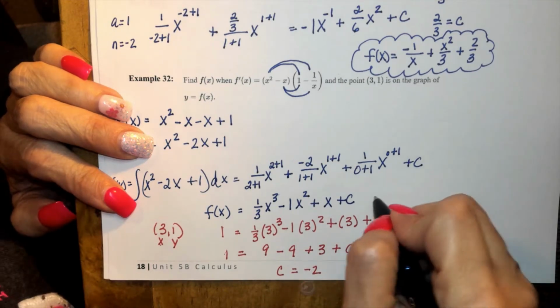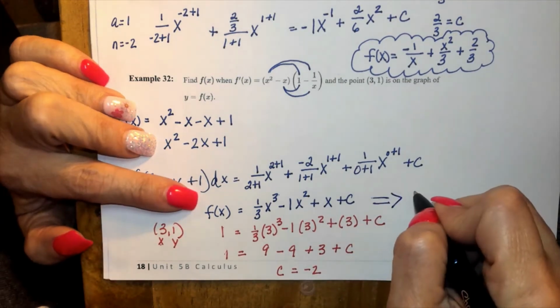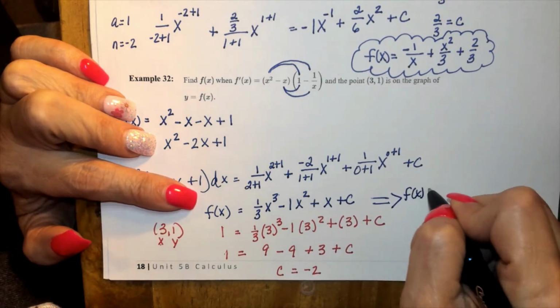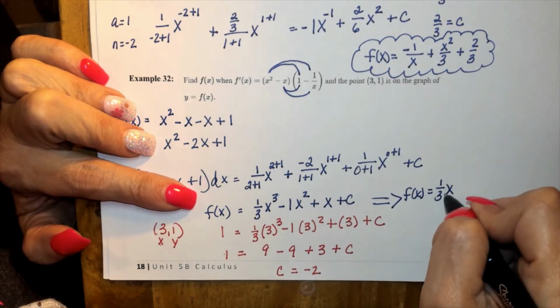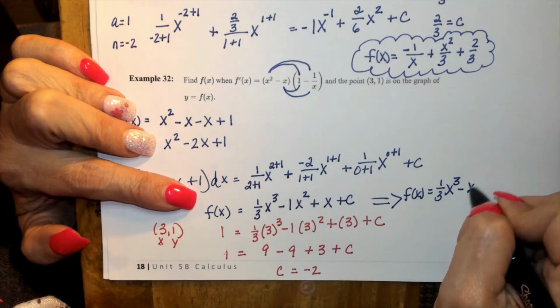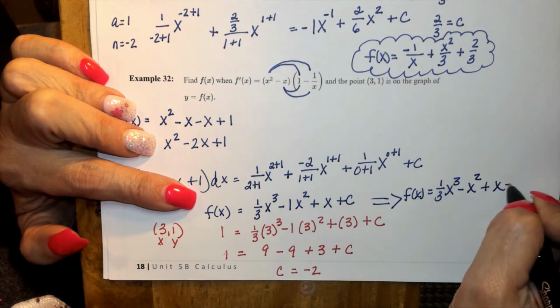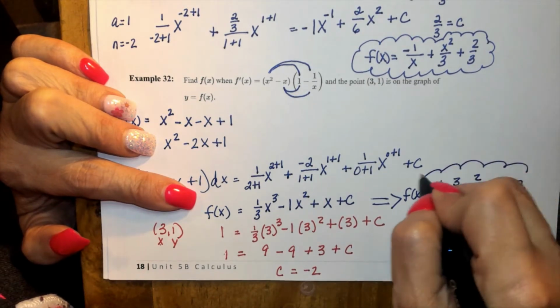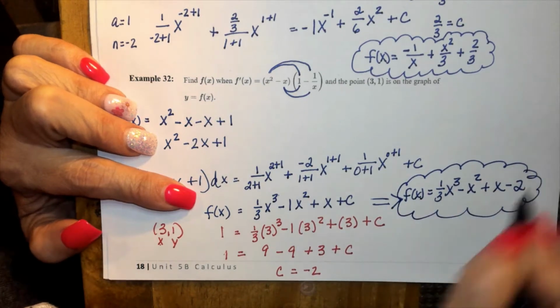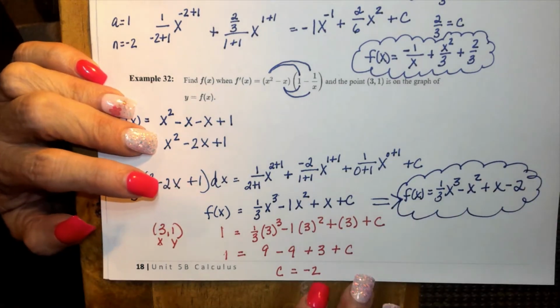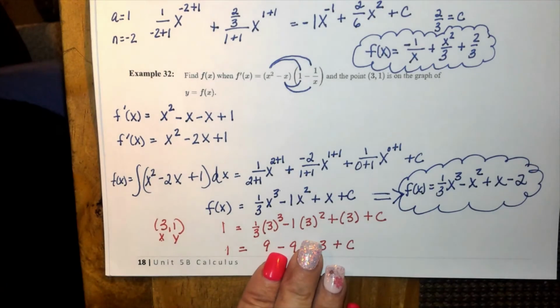So my function, I'm going to go back up here, is f of x equals 1/3 x to the 3rd minus x squared plus x minus 2. There's my final function. All right, so that's those.